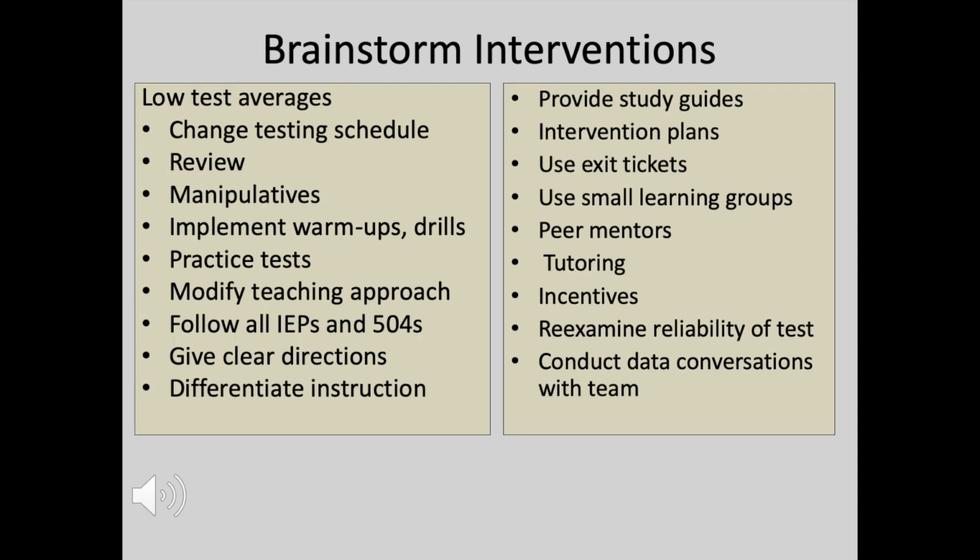Some interventions for low test scores can include changing the testing schedule, holding a review, using manipulatives, implementing warm-ups or drills, practice tests, modifying teaching approach, following all IEPs and 504s, giving clear directions, differentiating instruction, providing a study guide, intervention plans, the use of exit tickets, the use of small learning groups, peer mentors, tutoring, re-examining the reliability of tests.